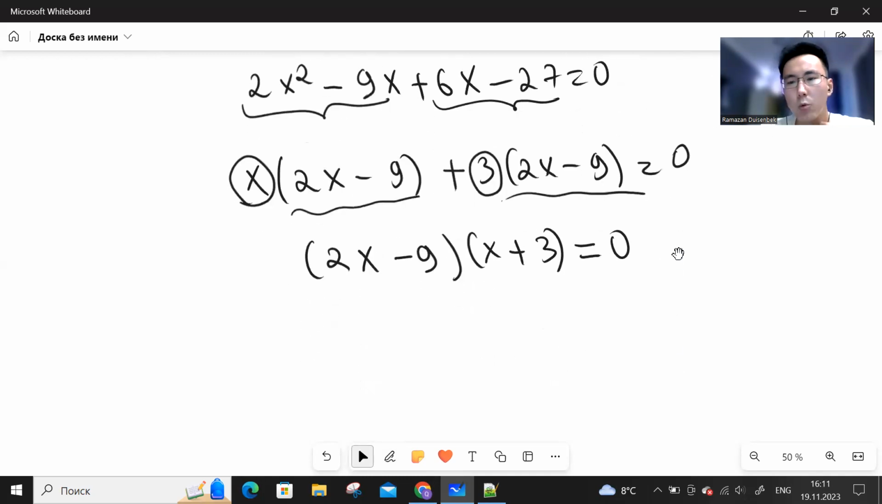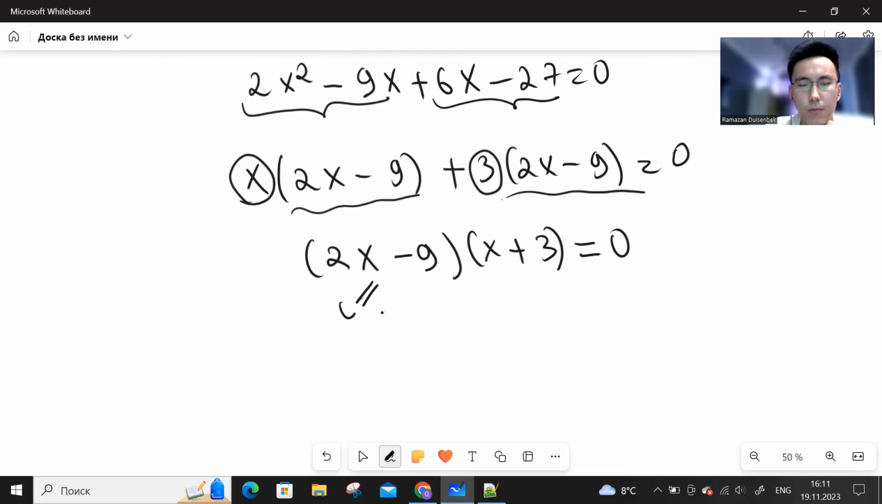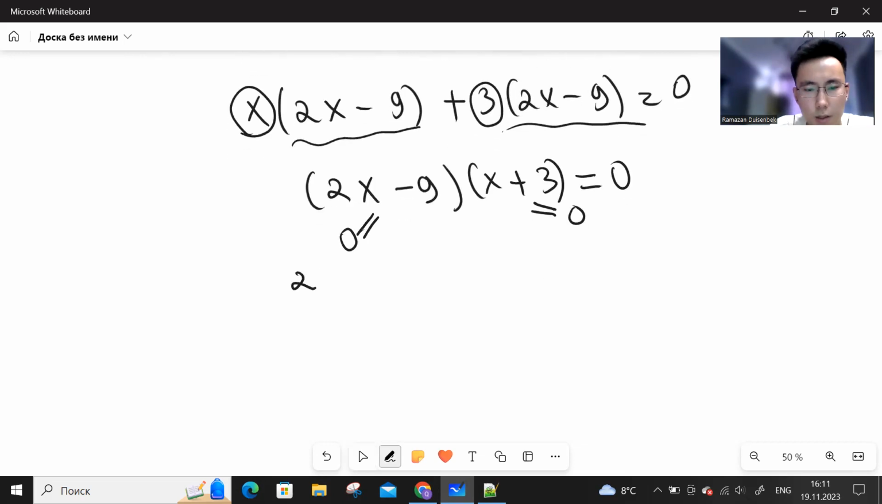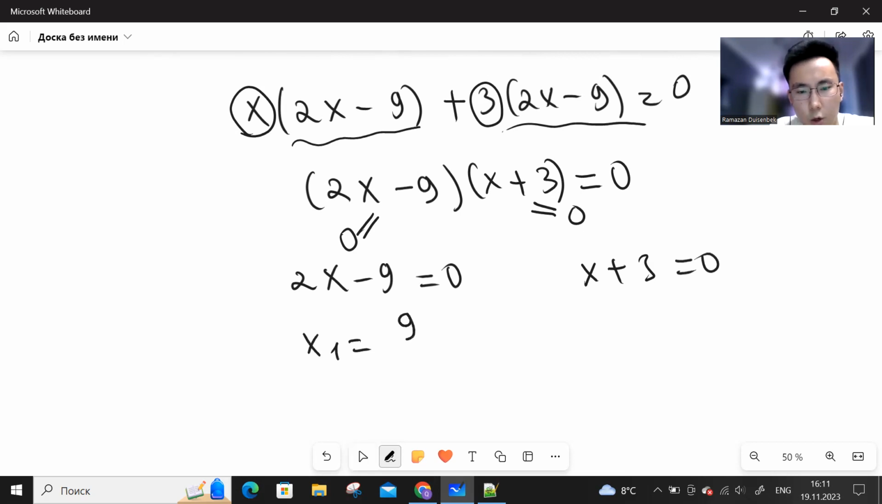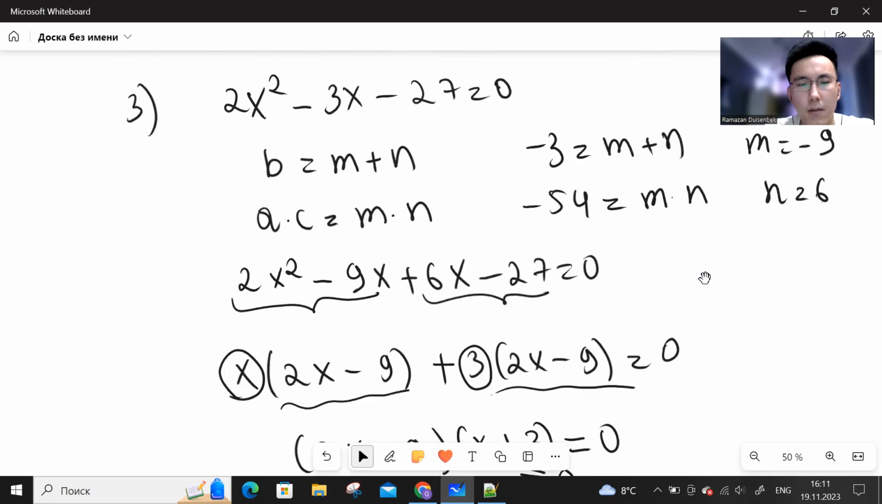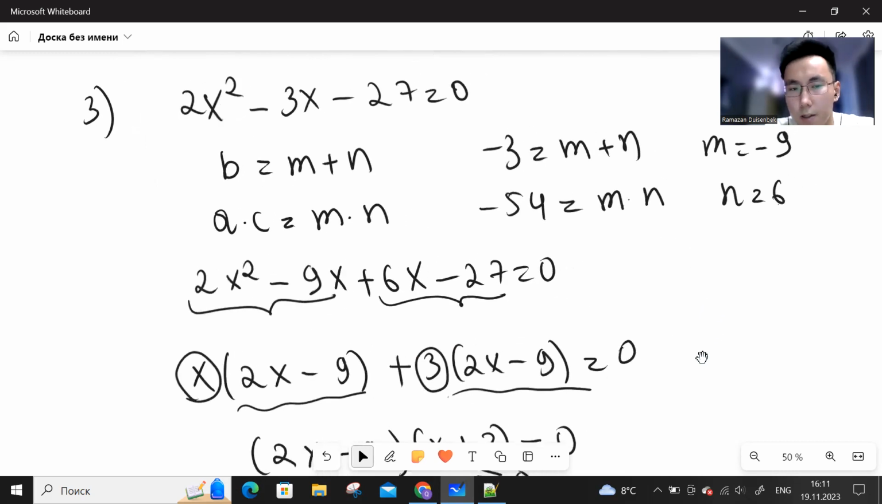And each of them, I will just equate to 0. So 2x minus 9 equals 0, and x plus 3 equals 0. So my first root will be just 9 over 2, and my second root will be just negative 3. That's all. So we have solved this quadratic equation by factorization.